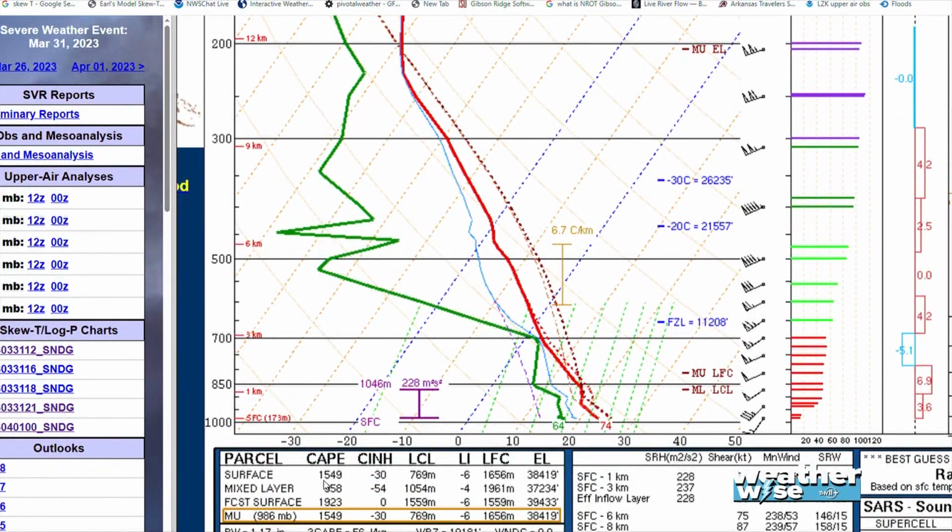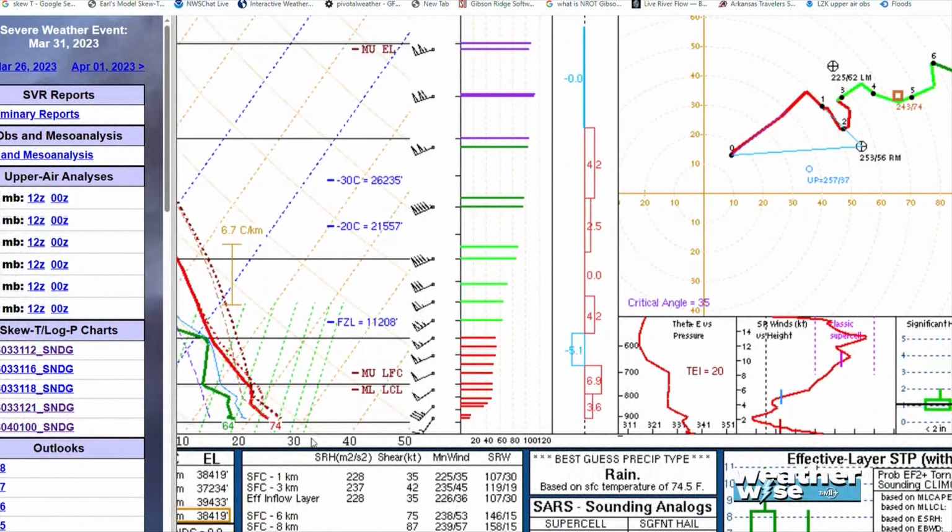Look at the CAPE. The CAPE has come up to 1549, and that CAPE is calculated because you go from this point here, from the 850 where this red line meets this dashed red line or maroon line, and it goes all the way up here to almost 200 millibars. So this graph tells us how high the cloud can grow. And this is known as the area of CAPE, convective available potential energy.